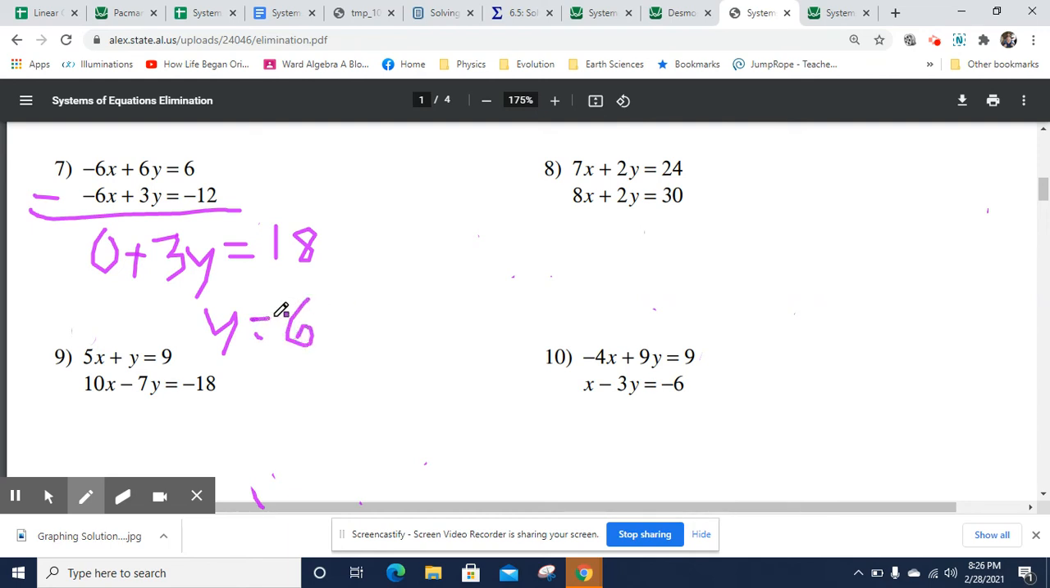Okay, I'm not sure why my stylus is not working so well. But y is 6. Now, once I know y is 6, I can plug it into either one of these equations and figure out what x is. I'm going to use this one since I'll be multiplying by a smaller number. So I'll end up with negative 6x plus 3 times 6, which is going to be 18. Okay, so plus 18. And that's going to equal negative 12.